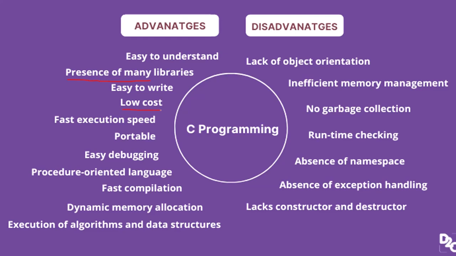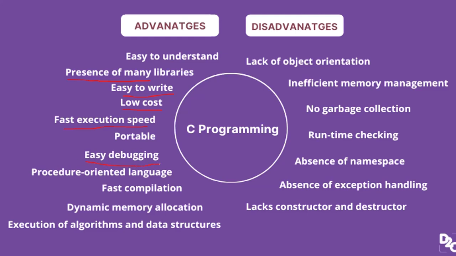It is low cost, so we can easily download it from the Play Store, or we can develop from Google or any browser. So it is easy to write. The code or program in C language is very easy to write. Next, fast execution speed. Because of fewer libraries present in C language as compared to Java, Python, C language has fewer inbuilt functions. So the execution speed is high. It has fast execution speed, and it is easy debugging.